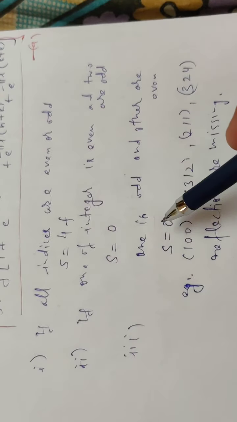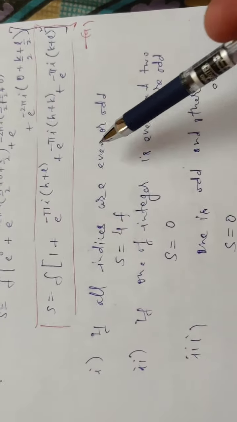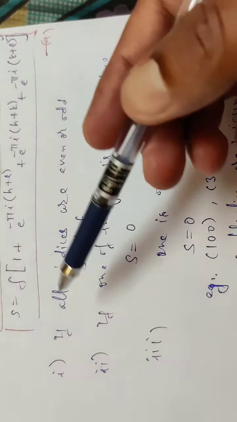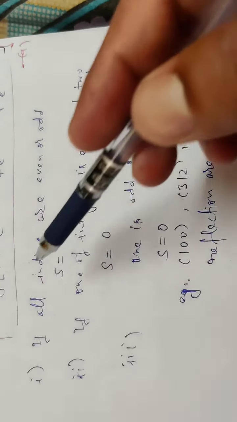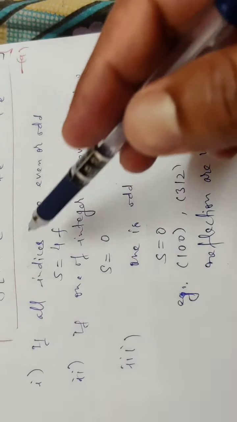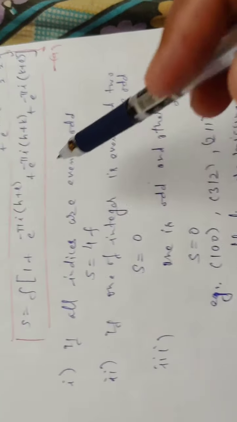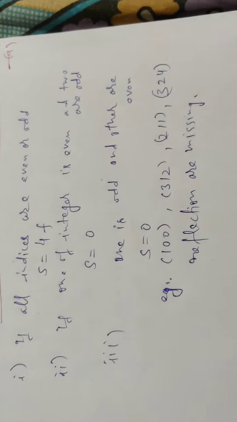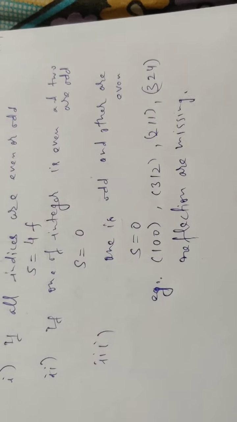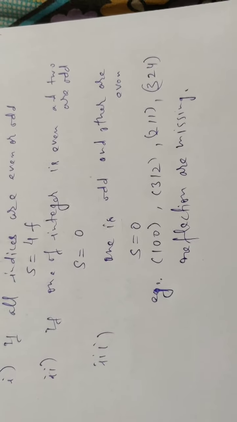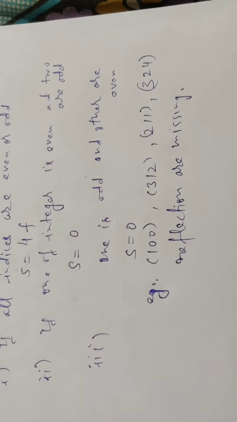You just have to put these values of HKL into this equation, and the resulting geometrical structure factor is obtained by using this simple equation. So thus we have calculated the geometrical structure factor for simple cubic, body centered cubic, and face centered cubic unit cells.